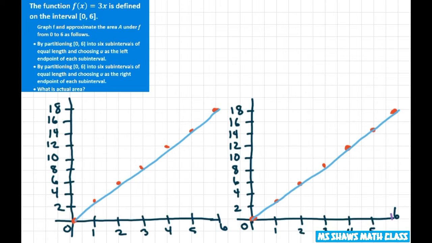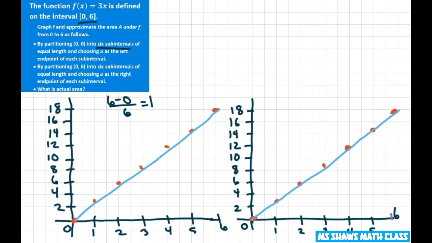And then we want to first start with, let's just notice that we're going from 0 to 6. So we take 6 minus 0 divided by our 6 intervals. So that's going to be 1 each. So each piece is going to be equal to 1.